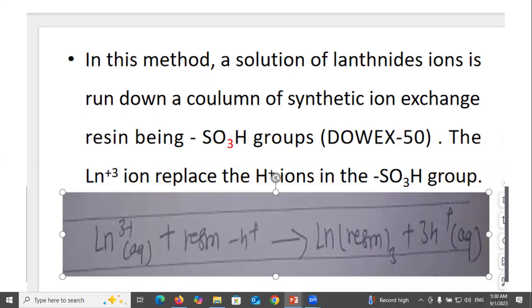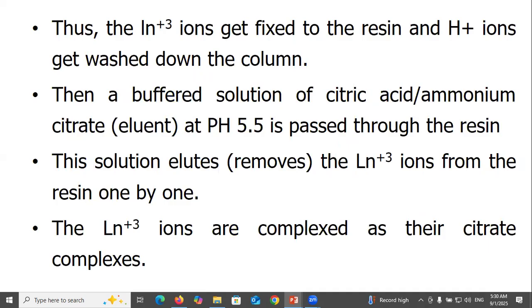In this method, a solution of lanthanide ions is run down a column of synthetic ion exchange resin bearing sulfonic groups. The lanthanide ion replaces the hydrogen ion in the sulfonic group. Thus, the lanthanide ions get fixed to the resin and hydrogen ions get washed down the column. Then a buffered solution of citric acid and ammonium citrate at pH 5.5 is passed through the resin. The solution elutes the lanthanide ions from the resin one by one.